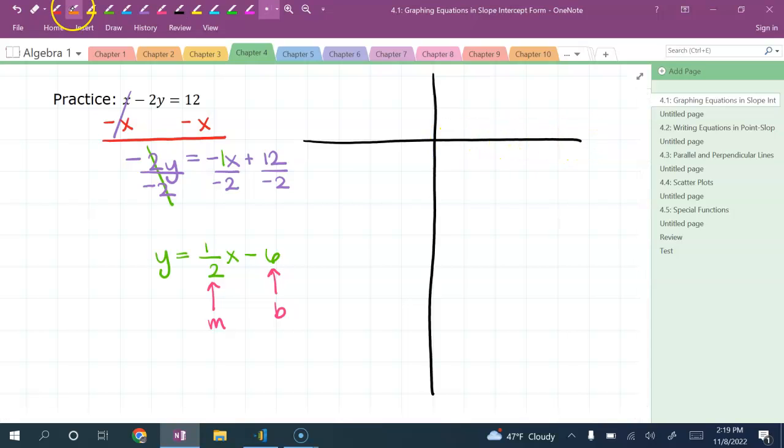So to graph this one, you should have started by going down 6 because it's -6 for your b. And your slope is 1 over 2. So from -6, you should go up 1, right 2. Up 1, right 2.